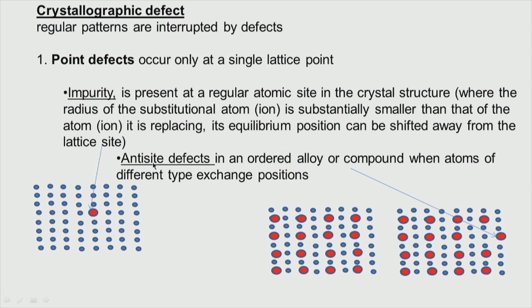Then there is something called an anti-site defect. Suppose you have an ordered alloy of 2 different atoms, placed one after another like this, but there is a rearrangement. Look at this. Instead of this being there and this being there, that is atom 1 and atom 2, they get interchanged. This is called an anti-site defect.